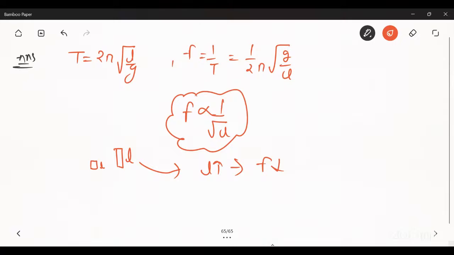The time period of a simple pendulum is defined as 2 pi under root L upon G, and frequency is 1 upon time period. So the frequency will be 1 upon 2 pi under root G by L. What we conclude is that 2 pi and G are constant, so frequency is inversely proportional to length. If the girl is seated, the length is less, and if she stands, the length increases, so the frequency of oscillation decreases.